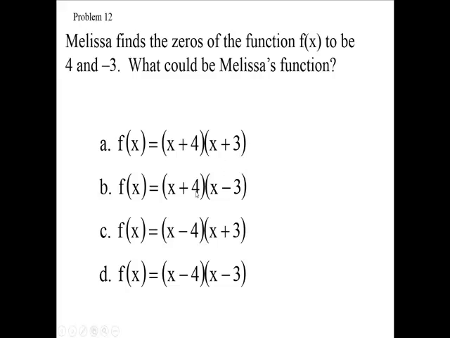Or where the first one's plus and the second one's minus, or the reverse of that, where the first one's minus and the second one's plus, or you could have both of those being minus. Which one of these four works for these two zeros? And what do we mean by zeros here?